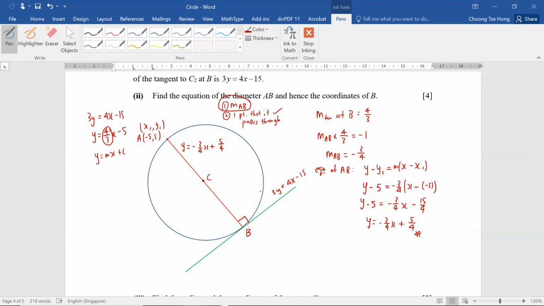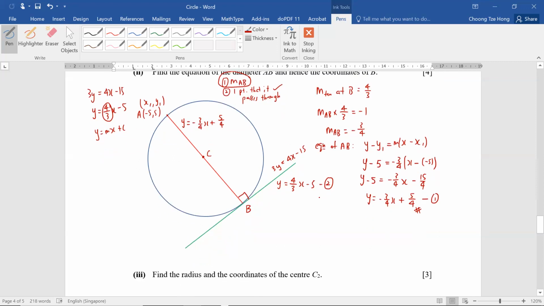We will solve simultaneous equations for the equation of AB as well as the equation of the tangent. We have expressed the equation of the tangent, and we can write it in this form also: y = 4/3 x - 5. Let's call this equation 2. We will equate 1 and 2, and when we solve it, we should be able to get the coordinates of B. Let's do it over here. So equate 1 and 2.